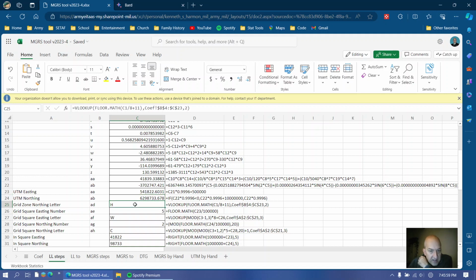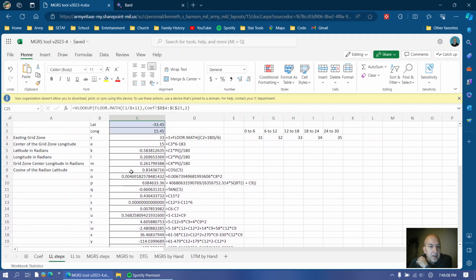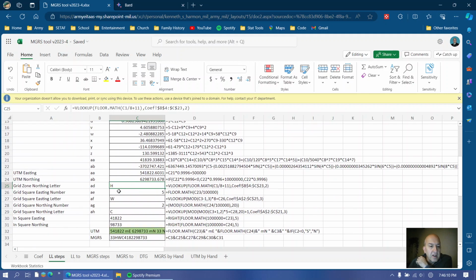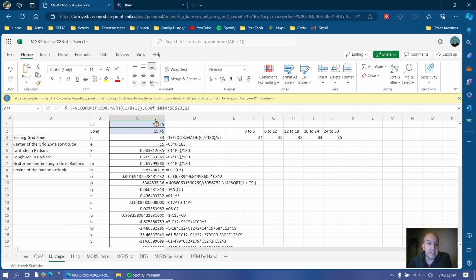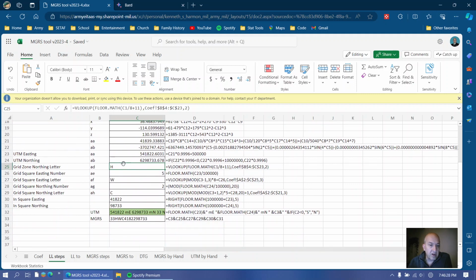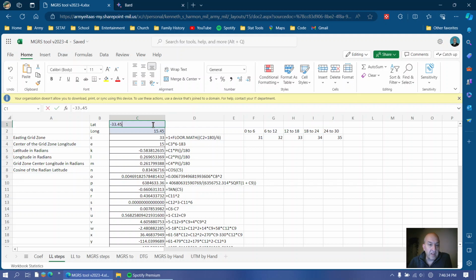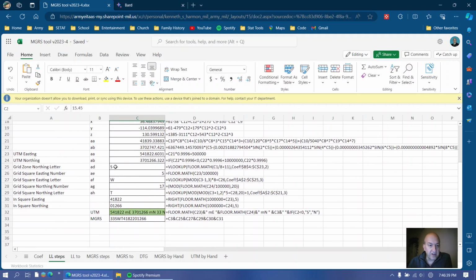Then we take the 5 that's on the front. We take the latitude, the -33, and we take that -33, and that tells us which grid zone we're in as far as letter north and south. Because it's negative, we are south of the equator, so that's why this is a Hotel. If I went north of the equator, like if I turn this into a positive, that letter turns into a Sierra.